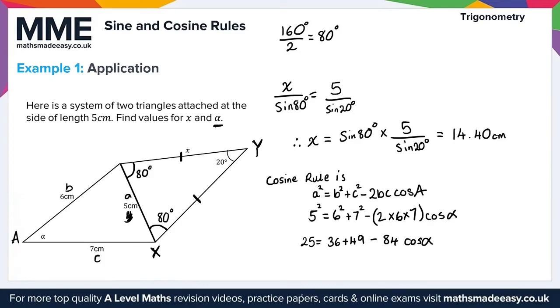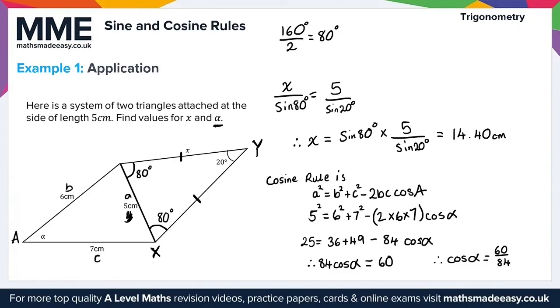Okay, and we're pretty much here now. What we can do then is rearrange this to be in terms of cos alpha. So therefore what we're going to obtain is 84 cos alpha is going to be equal to 36 plus 49 minus the 25. And if you work that out here, that's going to give you 60. So therefore we're very, very close here. Remember, we want the value of alpha. So first we need to divide by the coefficient here, which is 84. So therefore cos alpha is going to be equal to 60 over 84 here.